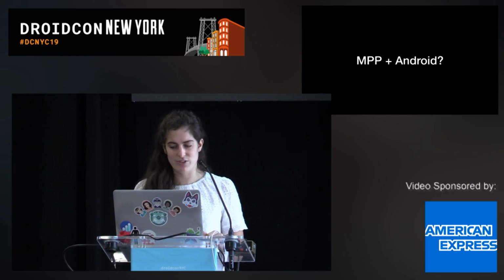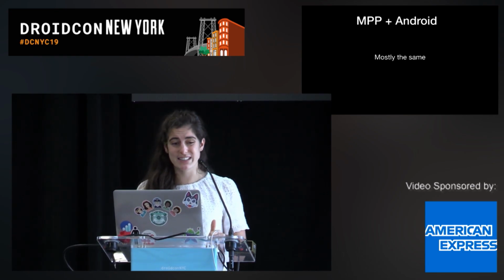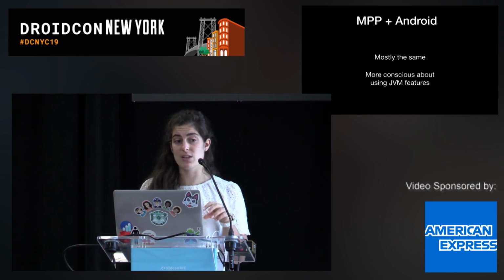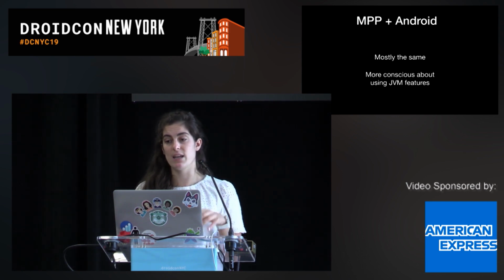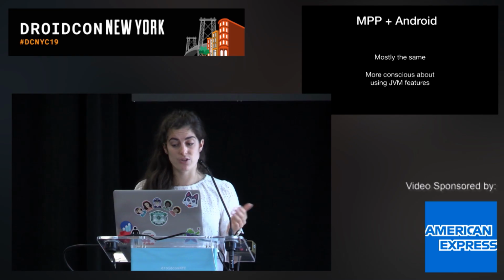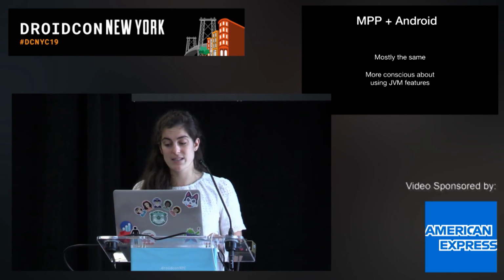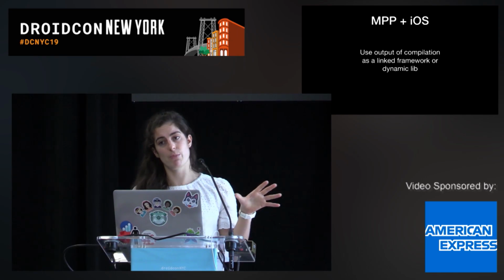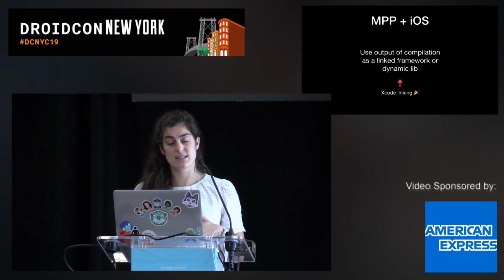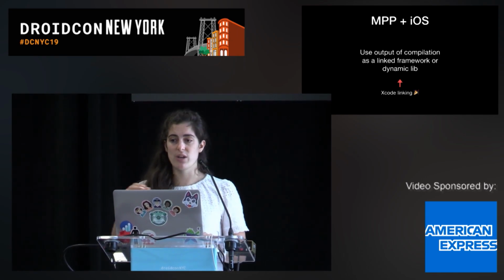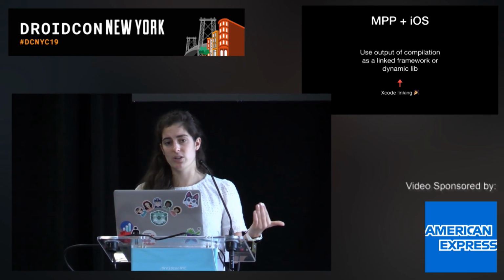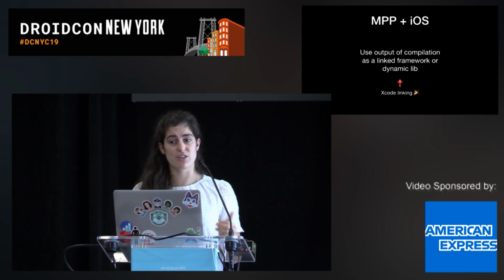So what does this mean for your Android code? Well, mostly everything stays the same, except that you get really conscious of what's in the JVM and what's not, because you can't reference JVM provided utilities in your common module, otherwise it wouldn't be able to port to iOS. And what it looks like for iOS developers is that they now have some framework that gets output that they link against. Specifically, they would have to go into Xcode and put it on the search path, but it's just a dynamic lib or a framework that you're linking against. So actually a lot doesn't change for them either.